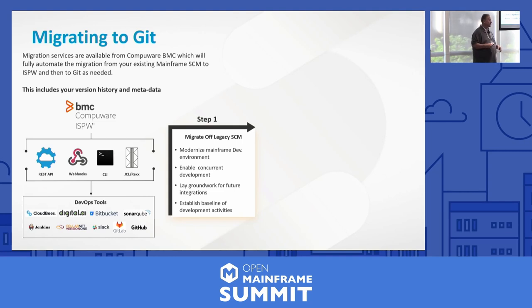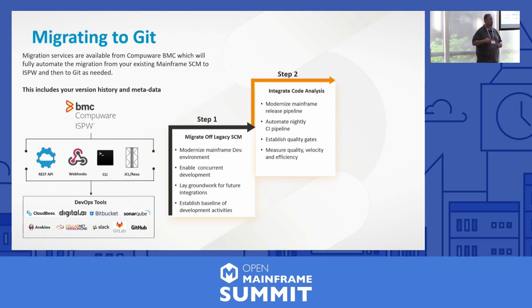And we break it into a three-step process. Step one is migrate off of your legacy source code management system. Migrate off of your existing system with the technical debt, with all the 30 years of platforming that you've done around it to get it to work how you want, onto the newer SCM. Migrate off of that onto ISPW. And make sure that you set this up and you're used to parallel development, agility. Get your people, process, and culture set. Get it onto that new platform and start laying the groundwork for your future integrations.